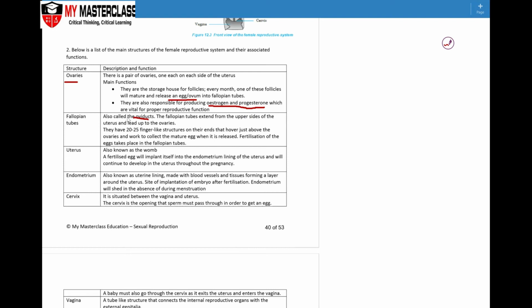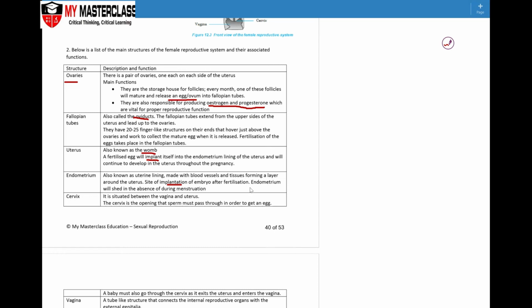The oviduct is also the location of fertilization. If there is fertilization, the sperm will fertilize the ovum along the oviduct, not at the uterus. The uterus, known as the womb, has its main purpose for implantation of the fertilized egg. As the fertilized egg gets implanted, the endometrium will continue to grow, and that will give the growing fetus nourishment and essential components that are required.